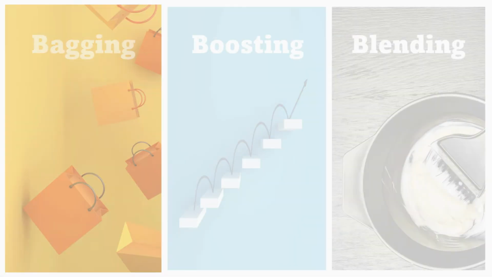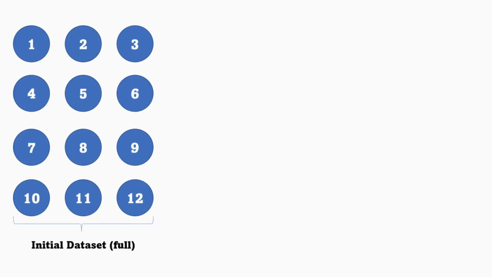So the first method is called bagging. Here's a simple analogy to understand the bagging methodology. This is our entire data set. So this is the initial data set. When we run bagging methodology, what we do is we pick a random subset of the data from this bigger data set, such that the smaller data set, conceptually, represents the entire population.